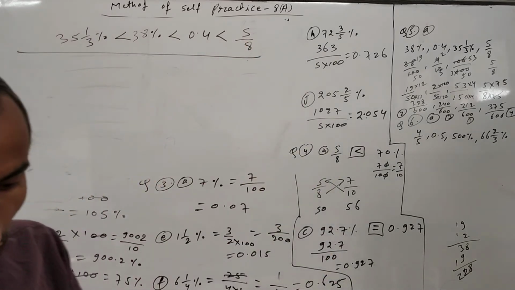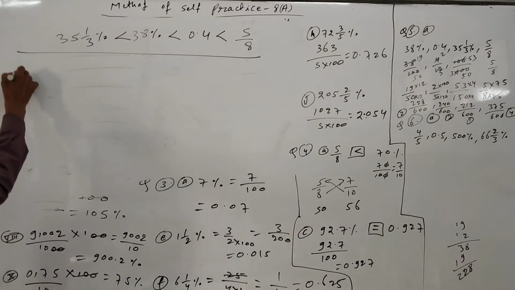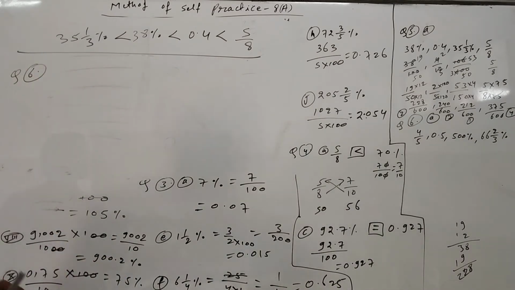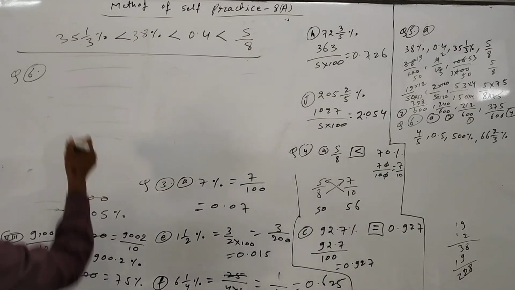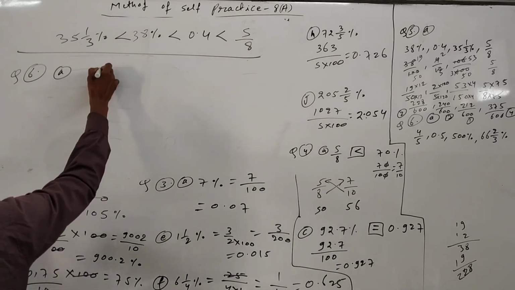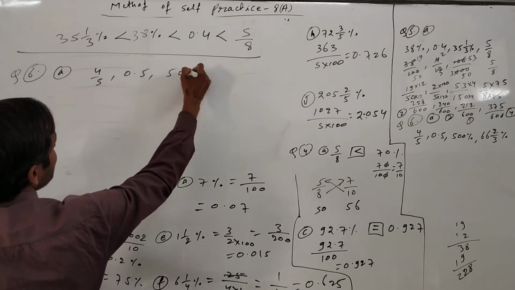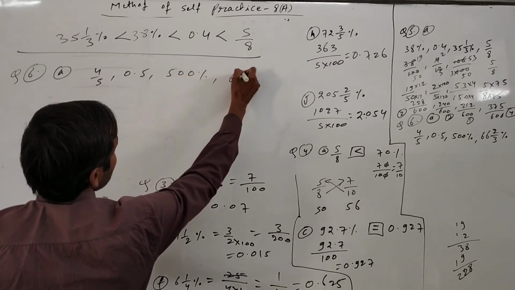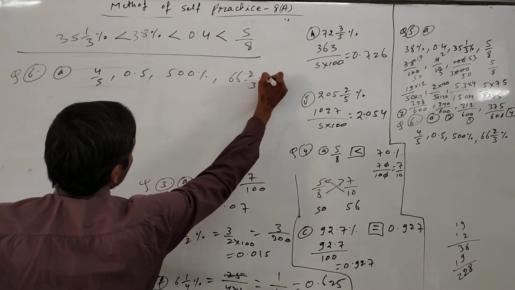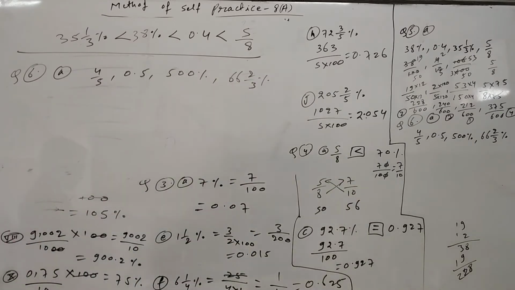Now we have to do question number 6. In question number 6 again we have to arrange, this time in descending order. So just write 6a. 4 upon 5 is given, 0.5 is given, 500% is given, and 66 2 upon 3% is given. So there are 4 numbers again: 2 in percentage, 1 decimal, and 1 fraction.